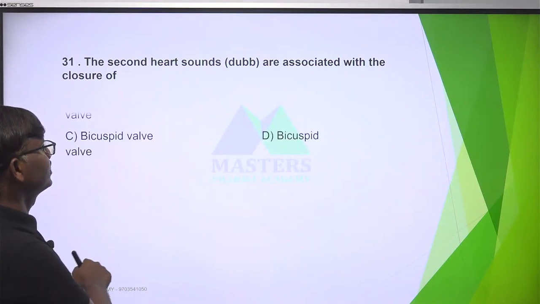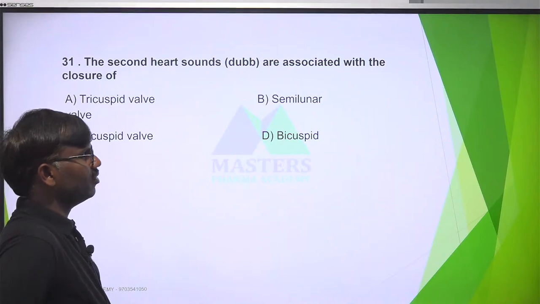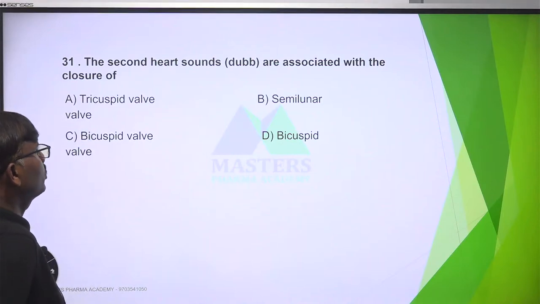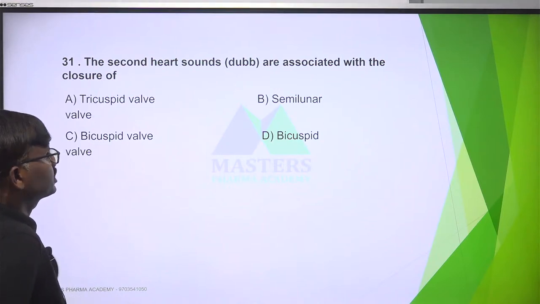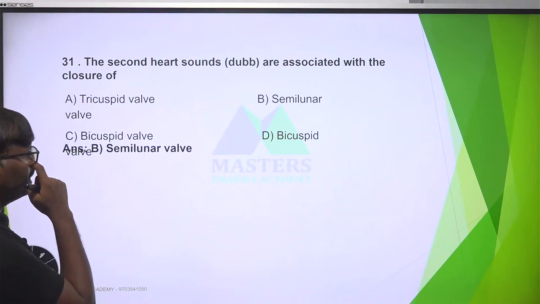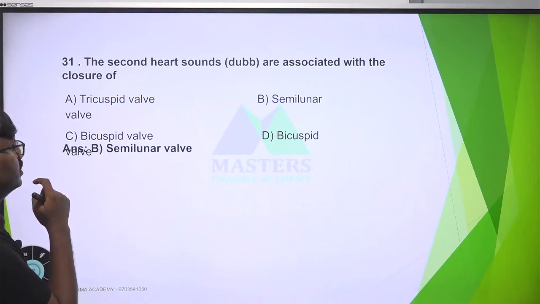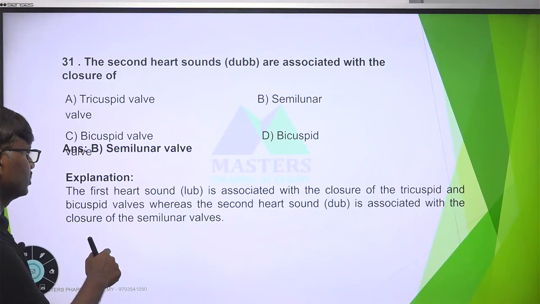Right. So closure of tricuspid valve, closure of semilunar valve, closure of bicuspid valve. None of the options repeat. Okay, the answer is semilunar valve. Closure of semilunar valve, so that is the dub sound.